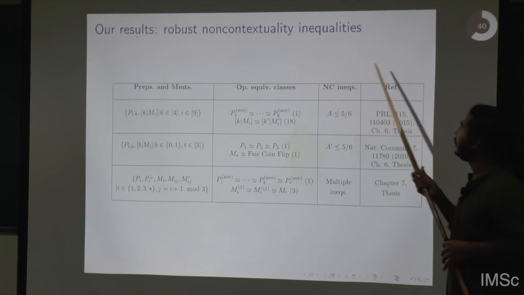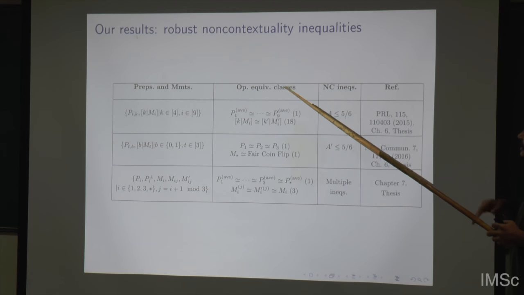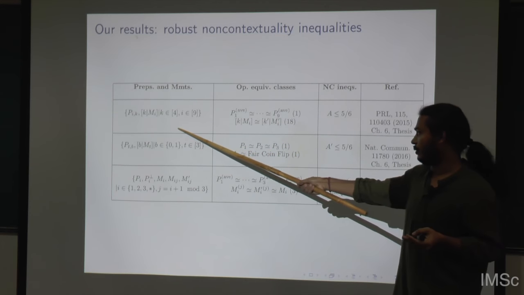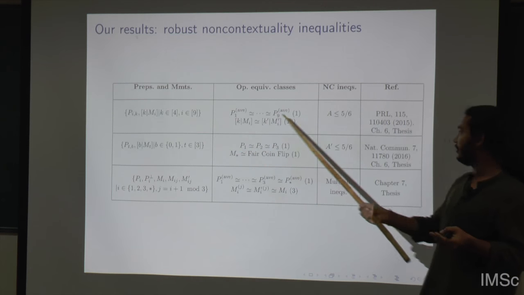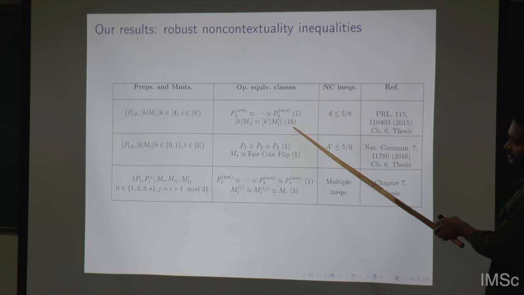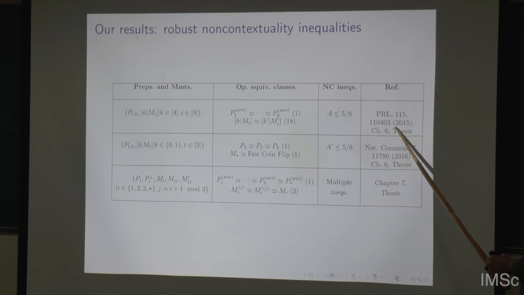Anyway, so our results. We can divide them into two broad classes. One is these robust non-contextuality inequalities. What I just talked about is the first row here. We used one preparation equivalence and 18 equivalences between measurement procedures, and we got this inequality. This was published in this paper. It's in chapter 6 of the thesis.